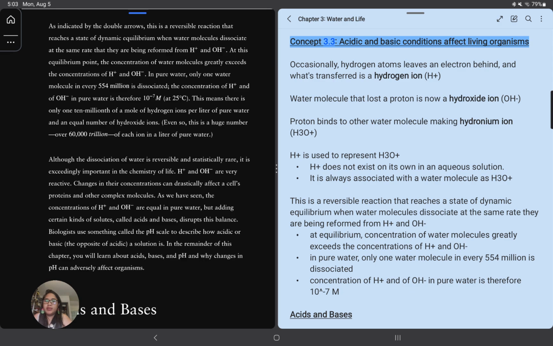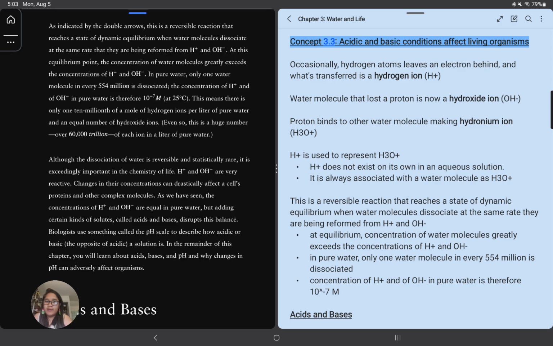As indicated by the double arrows, this is a reversible reaction that reaches a state of dynamic equilibrium when water molecules dissociate at the same rate that they are being reformed from hydrogen ions and hydroxide ions. At this equilibrium point, the concentration of water molecules greatly exceeds the concentrations of hydrogen ions and hydroxide ions. In pure water, only one water molecule in every 554 million is dissociated.